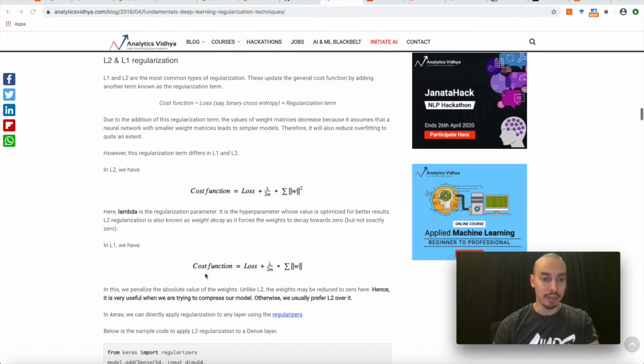So how do they differ? In L2, we see here that the term has a square. We take a sum over our weights and square that; we square the absolute value. And in L1, we just take the absolute value. It can be geometrically motivated, but here we just leave it at the fact that we square the error in one and don't square the error in the other. And lambda at the beginning of the term here is the regularization parameter.